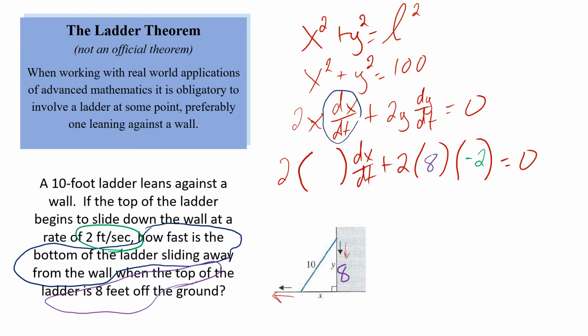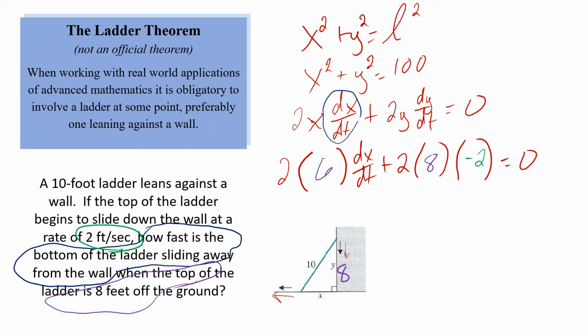So we're going to put 8 in. And now we just have to figure out what is x. Well, we're going to go back to the Pythagorean theorem. When y is 8, what is x going to be? You can plug it into the Pythagorean theorem, or hypotenuse is 10, one of the sides is 8. You probably already know that the other side is going to be 6.